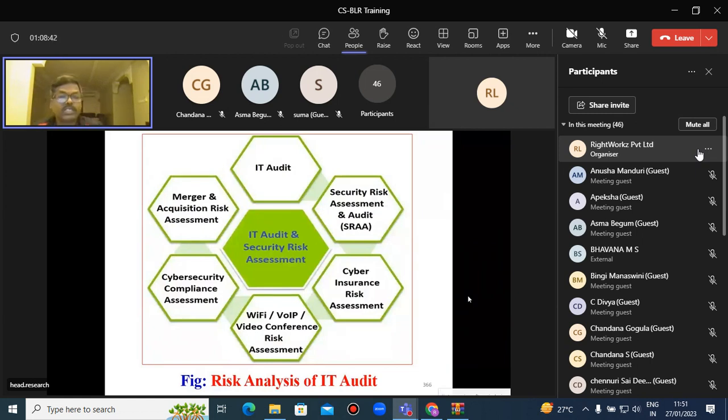The last one is merger and acquisition risk assessment. So you are combining one or two activities and making a high security mechanism. That comes under merger or acquisition risk assessment.